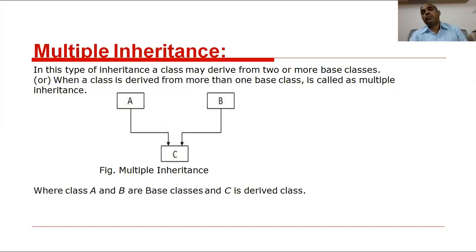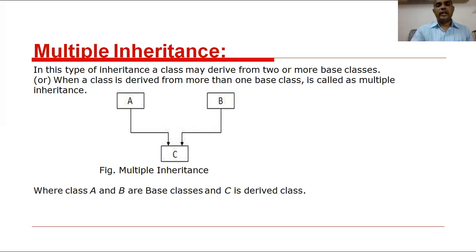The second one is multiple inheritance. In this type of inheritance, a class may derive from two or more base classes. When a class is derived from more than one base class, it is called multiple inheritance. In multiple inheritance, a derived class C is deriving the data from the A and B classes. Now A and B are the parents of class C. C is a child class, where C is deriving the data from base class A and base class B. That type of inheritance is called multiple inheritance.